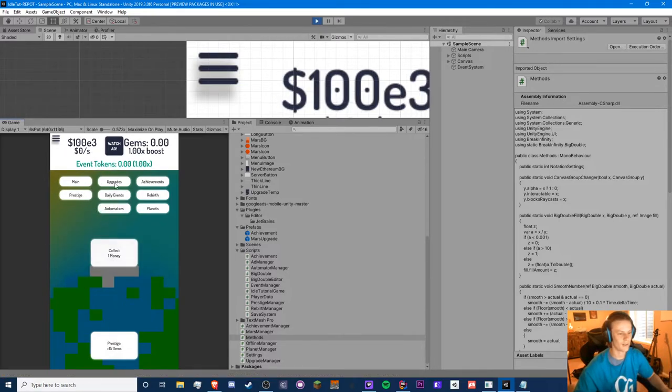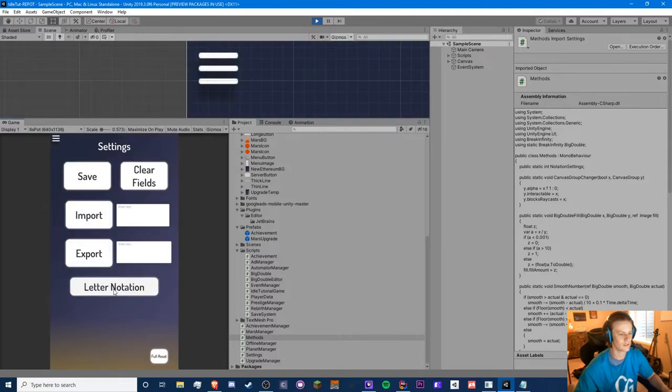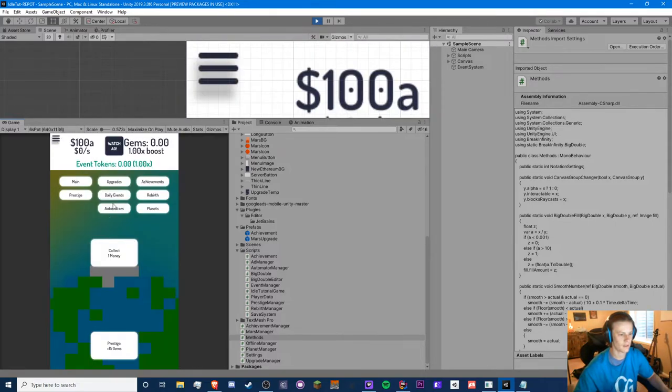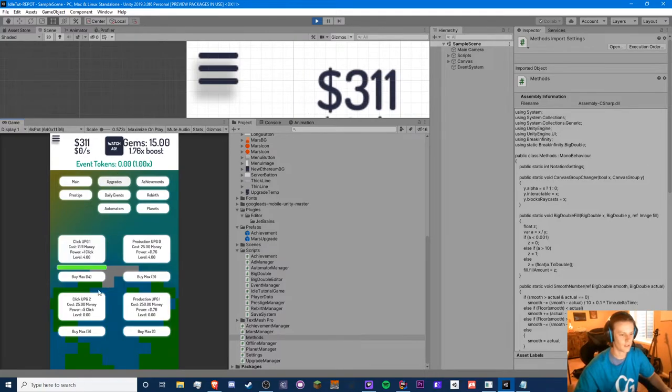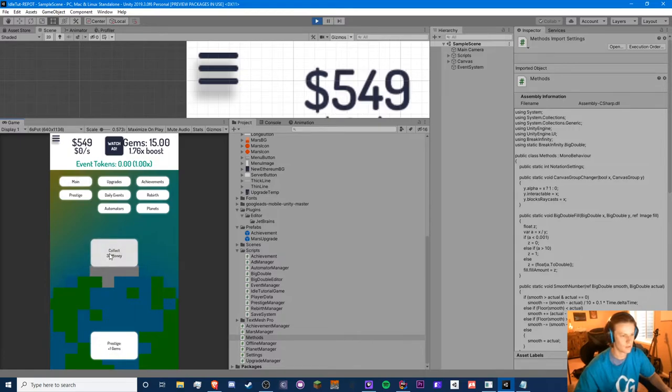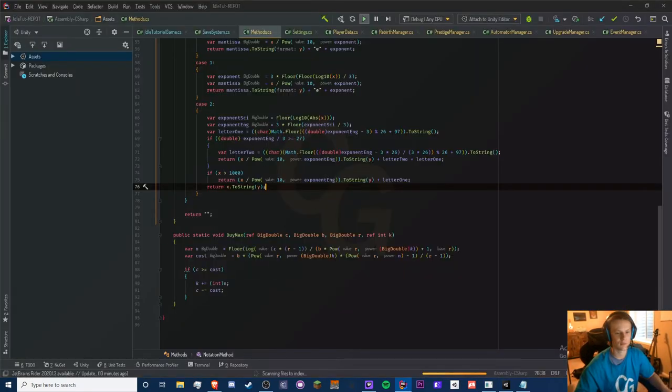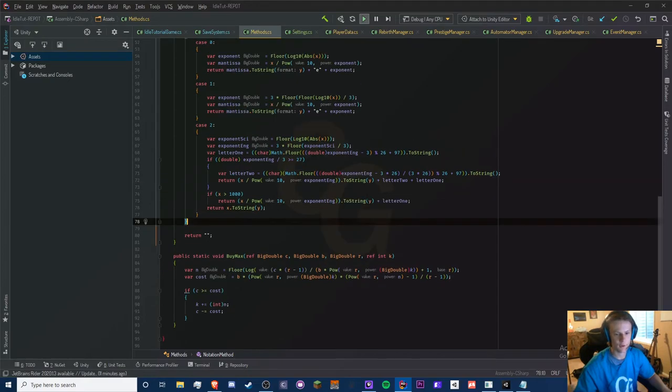So we have our engineering right now. This should show up as A instead. Let's check it out. Let's go to our settings, letter notation. Back. All right, so now it's 100A. Let's reset. Okay, so we're approaching 1,000, so now it should be 1A. Cool. The thing we're having issues with is that it's not showing the decimals. Why is that? Well, I'm just gonna put F2 in here. I don't know what I did, but I don't want one decimal, so I'm just gonna put it like that.